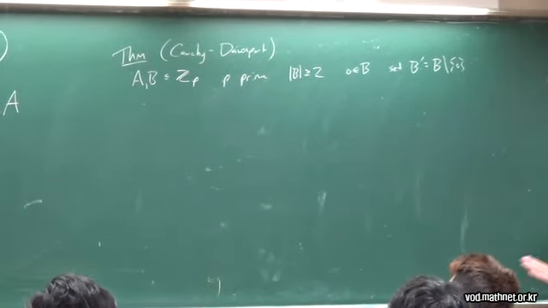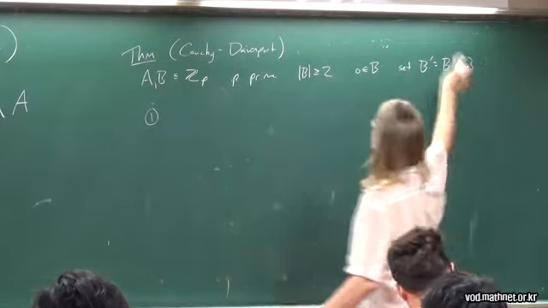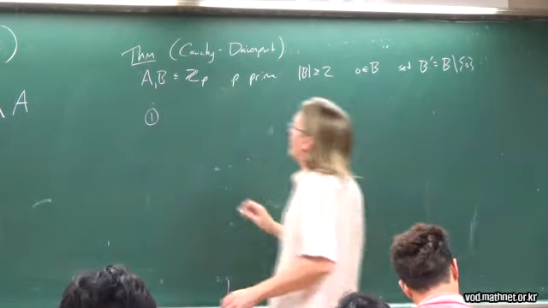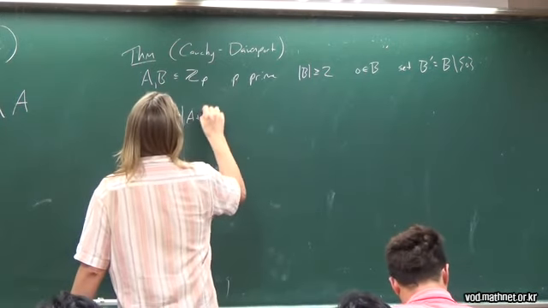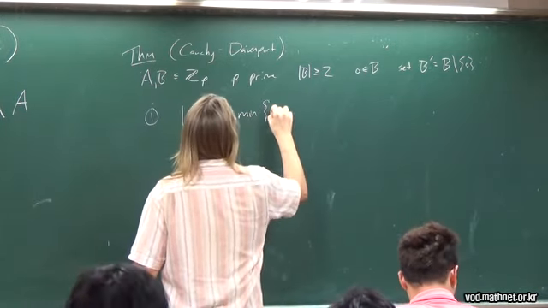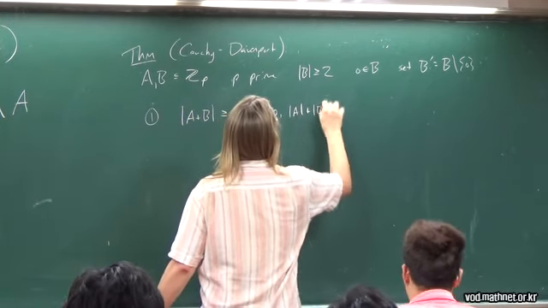Okay, so now I'm just going to write down some statements that are equivalent to Cauchy-Davenport. These assumptions were really not significant for the purposes of Cauchy-Davenport. The main statement, or the general one, is that the size of the sumset is at least the min of p and the size of A plus the size of B minus 1.